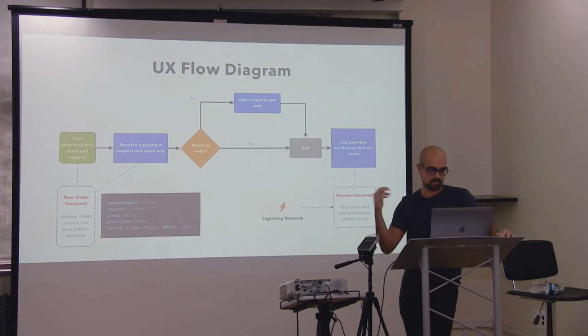Once the payment is detected, the backend will process that by fetching the order with the payment request, writing the image from the order to the latest canvas image, and then finally sending a notification to the client so that he sees the result, as well as anybody else who's browsing it at the time.